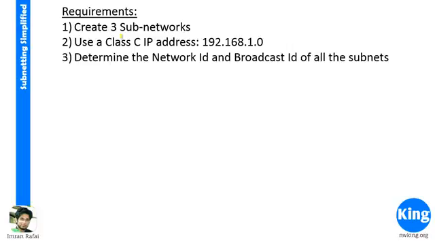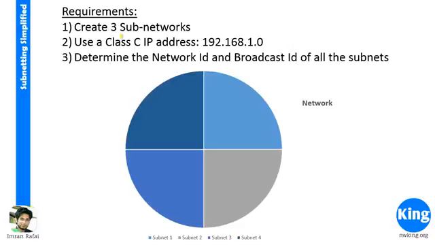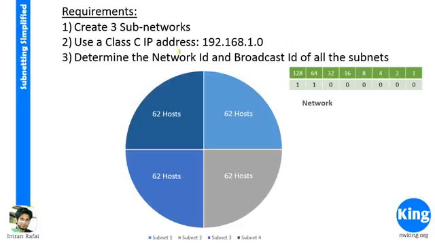First, can we break a network into 3? No, we can either break it into 2 or break it into 4. It's always in multiples of 2. So to create 3 networks, we break it into 4 networks. If you want to break it into 4, we know we have to borrow 2 bits, and the last bit's place value is 64. Then we know that each of these subnets has a block size of 64. That is 64 minus 2, which is 62 valid hosts in each of these subnets.